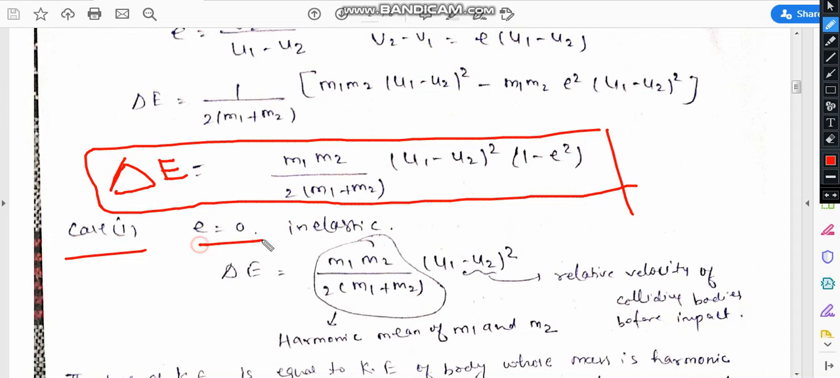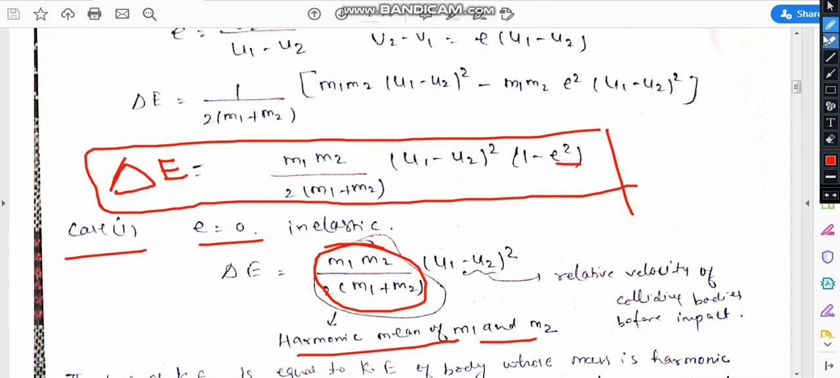For inelastic collision, e equals 0, and as we put e equal to 0 here, this equation simplifies in this way: m1 m2 upon 2(m1 plus m2) times (u1 minus u2) whole square. This term is simply known as the harmonic mean of masses m1 and m2, that is simply HM series. You may already know about the HM series.